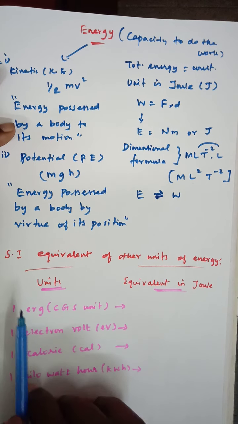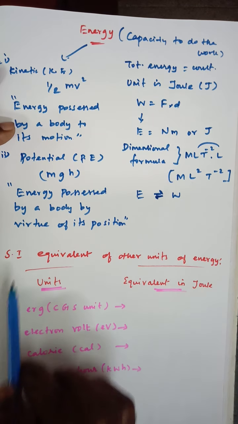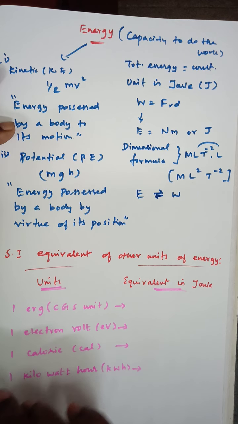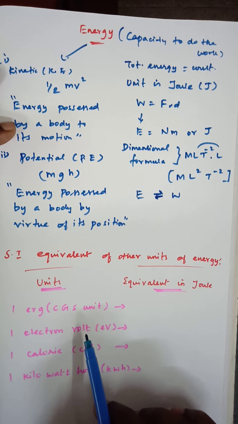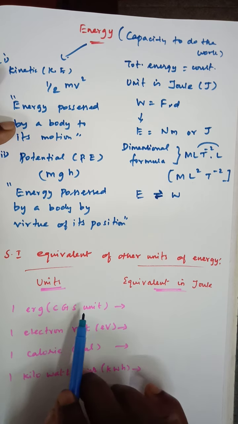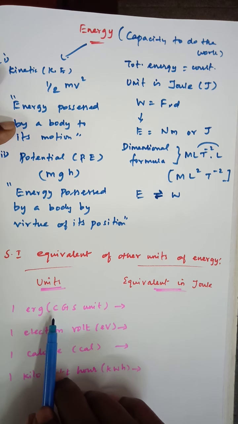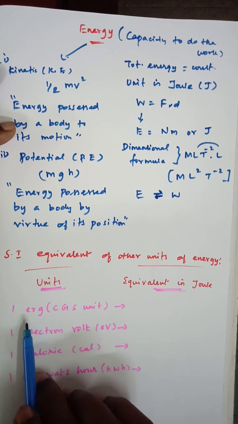Next, you will see the SI equivalents of other units of energy. We use different units in different fields for the same energy, in different words. So we are converting them. First, in the CGS unit, that is centimeter gram second system, the energy unit is erg.